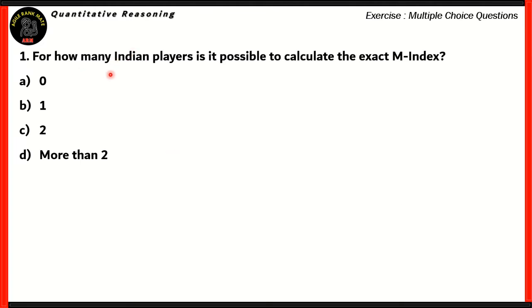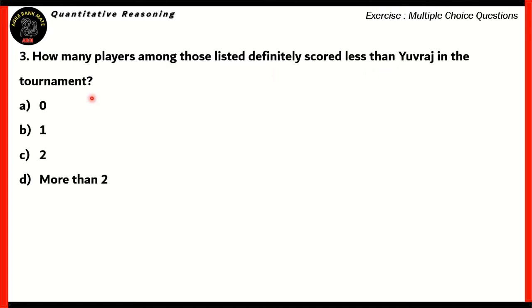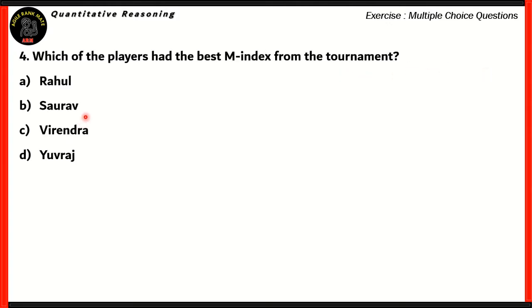Question 1, for how many Indian players is it possible to calculate the exact M index? Question 2, among the players mentioned, who can have the lowest R index from the tournament? Question 3, how many players among those listed definitely scored less than Yuvraj in the tournament? And the last question, which of the players had the best M index from the tournament?